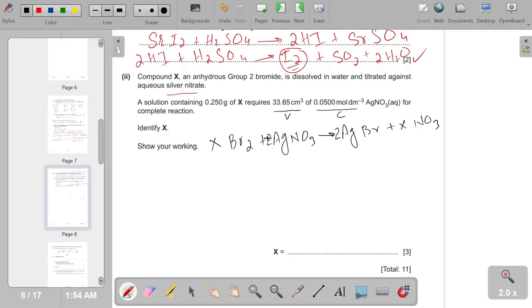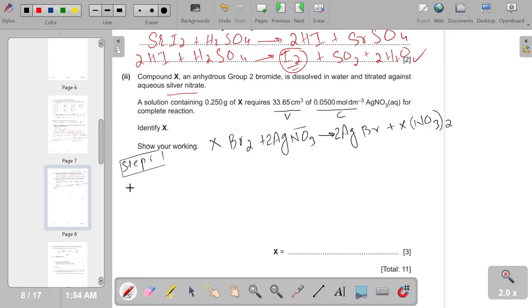So now you can see 2 is also multiplied with this nitrate, so I am writing this nitrate into 2. So now the equation is balanced. Okay, so now step one is find the number of moles of silver nitrate.